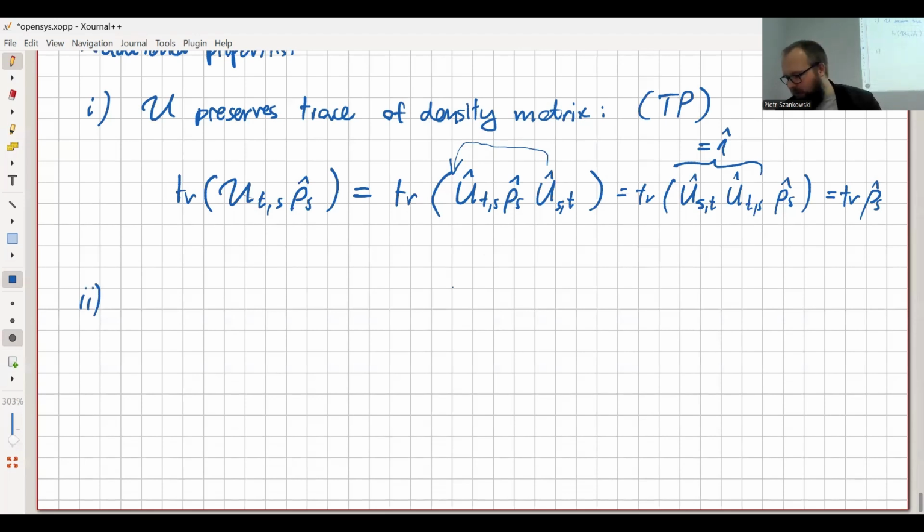Second point, it preserves positivity of the density matrix.